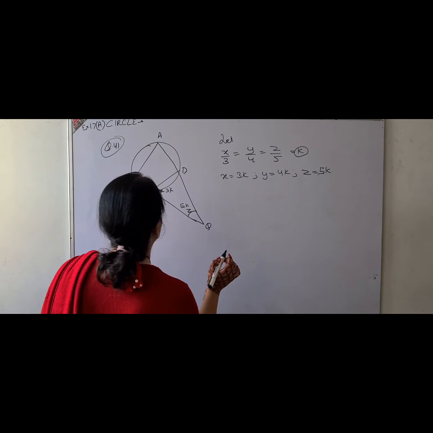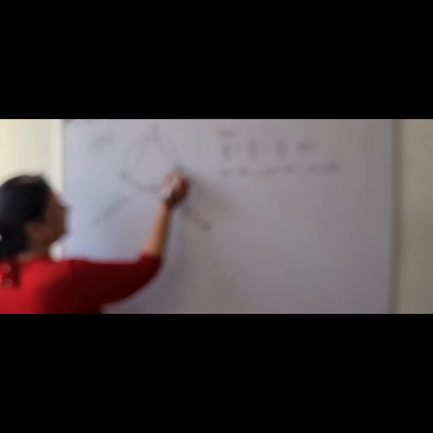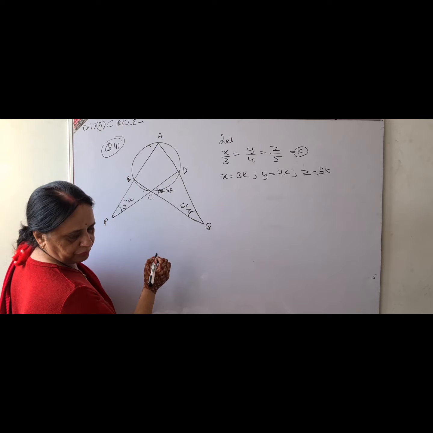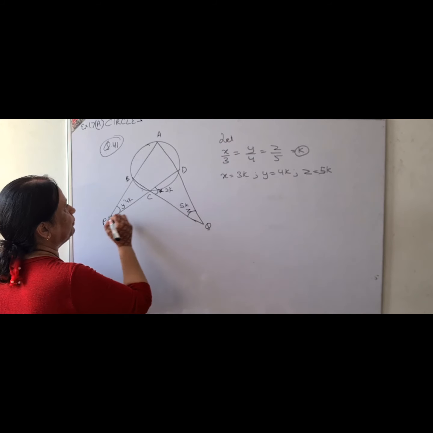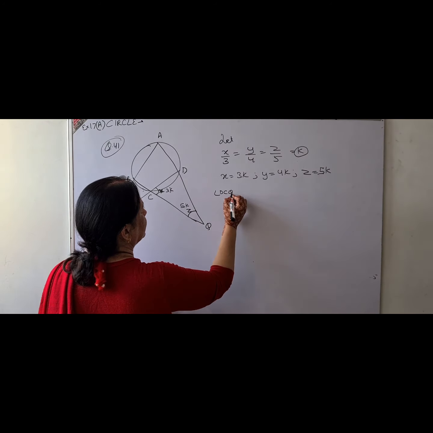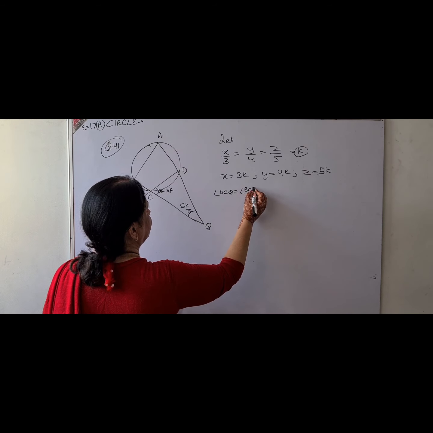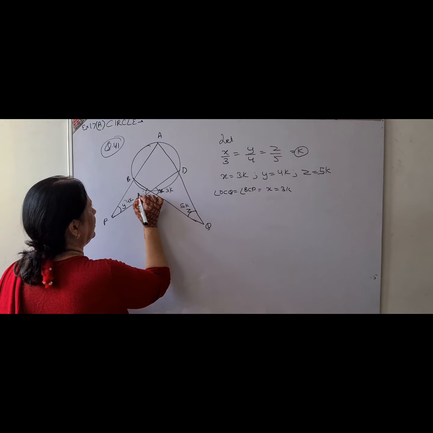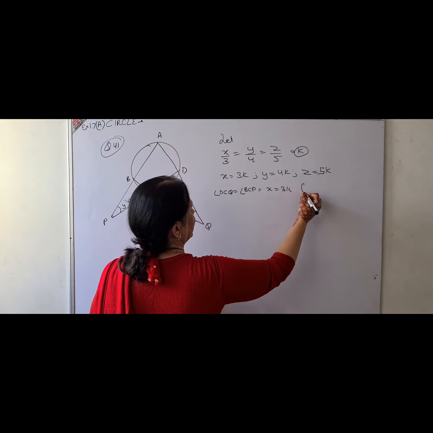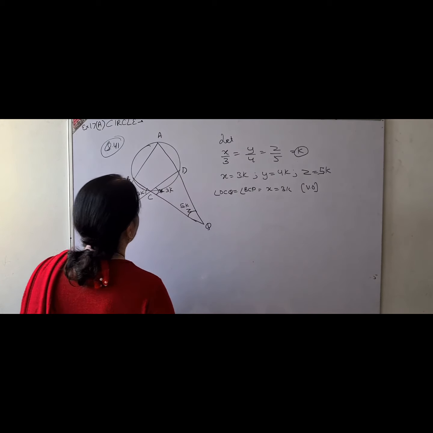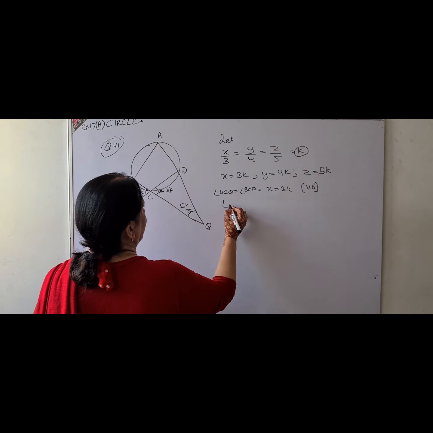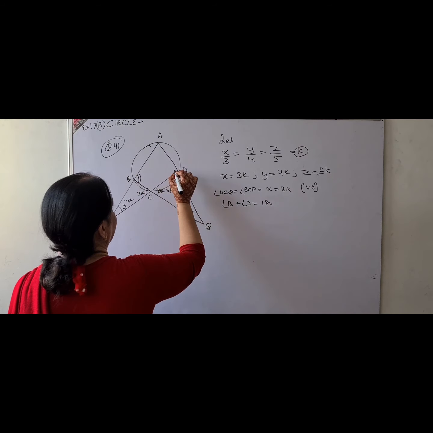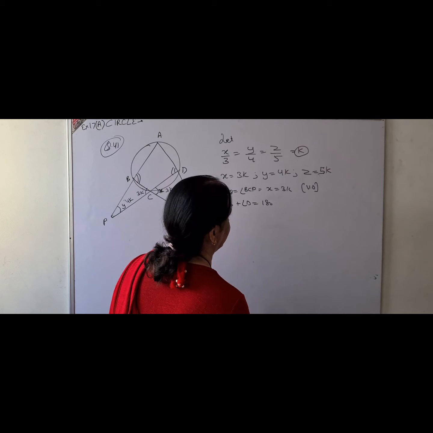Okay, done, very easy. If this is X, angle DCBQ will be equal to BCP, vertically opposite. BCP, which is equal to X, is equal to 3K. Write the reason at the side, vertically opposite. Then put angle B plus angle D is equal to 180, because these are opposite angles of a cyclic quadrilateral.